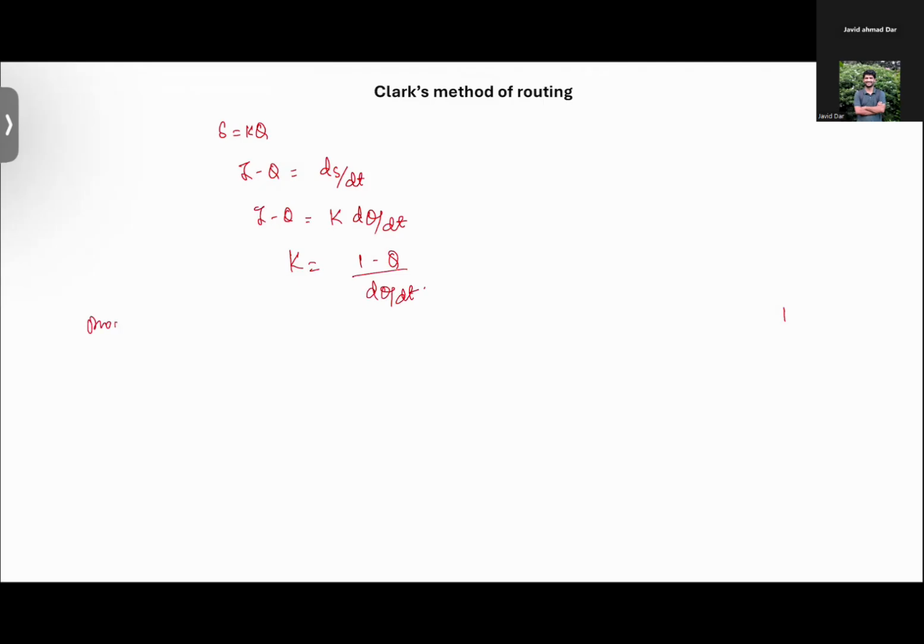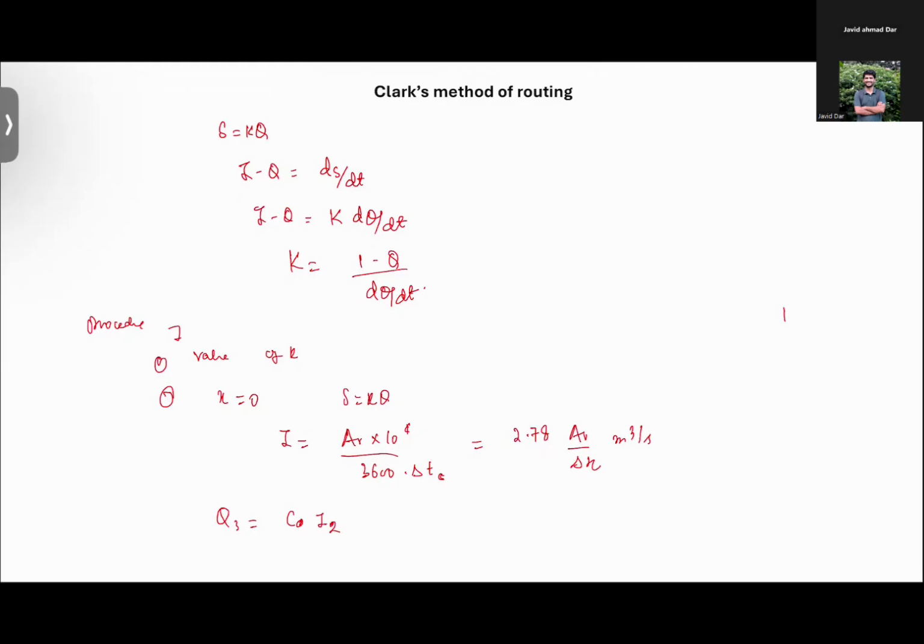So the procedure is we first know the values of K. Then for X equal to 0, that's the case of linear reservoir. The I is calculated, which is A R into 10 raised to 4 divided by 3600 into delta T C, which is the change in time of concentration. This is A R upon delta T C meter cube per second. Then we use the same equation that we had earlier in the Muskingum equation method. This is Q2 is equal to C naught I2 plus C1 I1 plus C2 Q1.